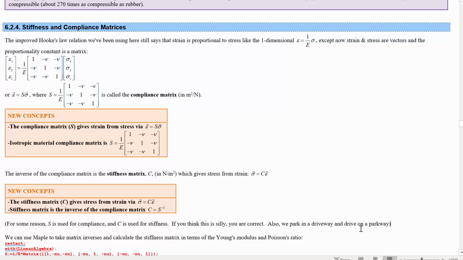If you think this is silly, you are correct. Also, we park in a driveway and drive on a parkway. I don't know what the source of these is, why we use the opposite terms. Maybe S is the start of the word for compliance in German or something. If anybody has a good explanation or is able to dig up on the internet what the history of using backward symbols in elasticity is, for things like bulk modulus and compressibility, stiffness and compliance matrix, then I would like to know. Please let me know if you find out why everybody uses the opposite letters from what the words start with here.